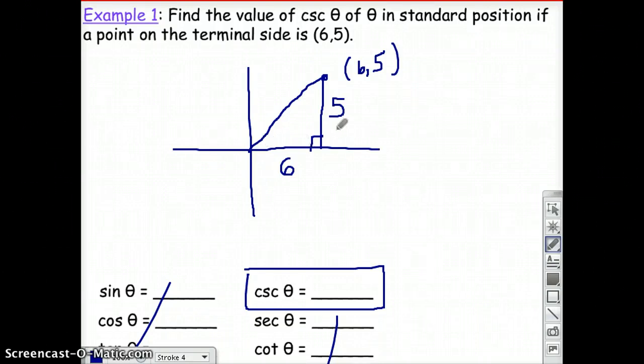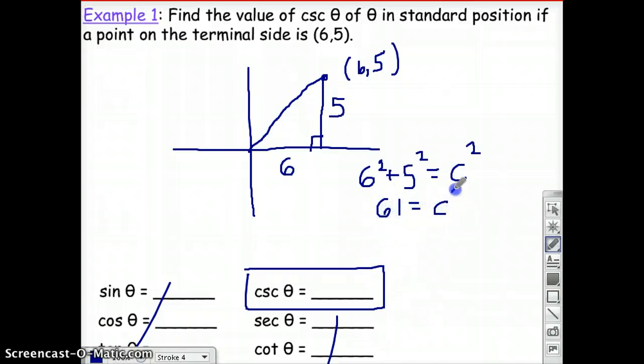So now we're going to use the Pythagorean theorem to solve for the hypotenuse. So we're going to do a squared plus b squared equals c squared. 36 plus 25, let's see what that is, 61. So the hypotenuse, c, if I take the square root of both sides, is root 61. And we'll leave it like that. I don't think it can be reduced. I don't think any perfect squares go into 61, so I think we're good.